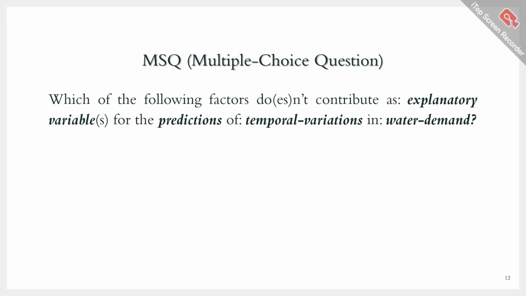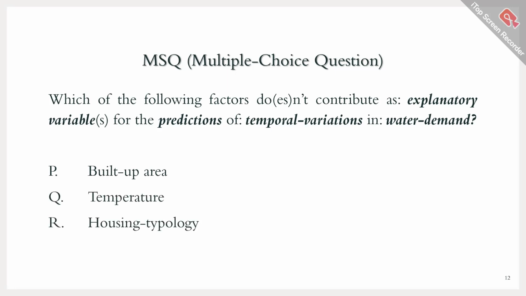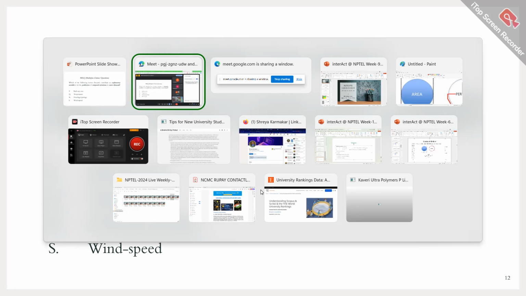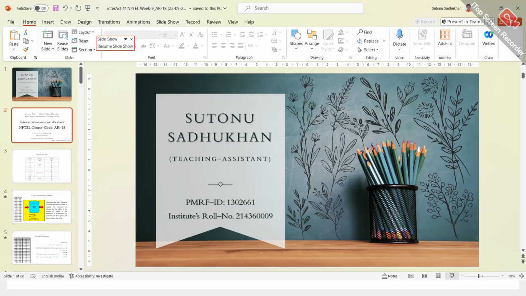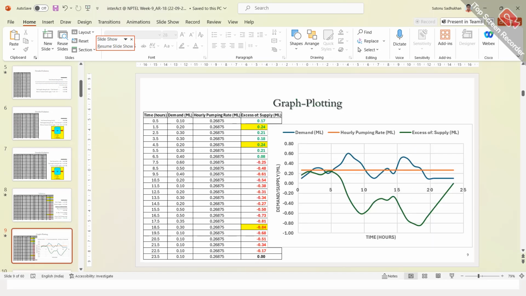Which one or more than one of the following factors do or does not contribute as explanatory variables for the predictions of temporal variations in water demand? Option P is built-up area, option Q temperature, option R is housing topology, and option S is wind speed. So more than one option may or may not be correct. You have to type the correct option in the chat box. I'll wait for a couple of minutes.